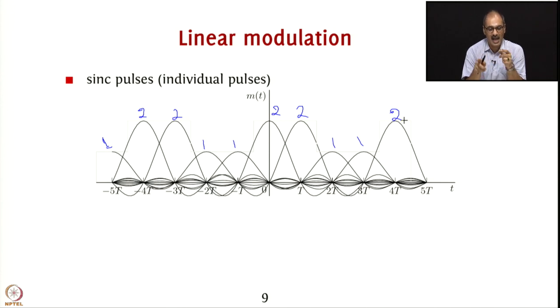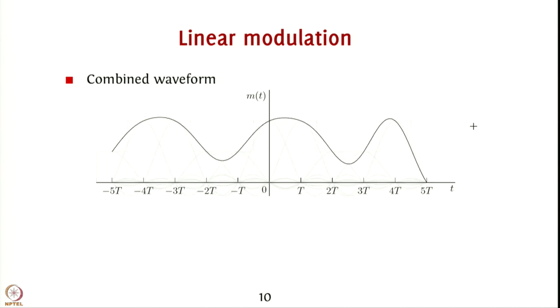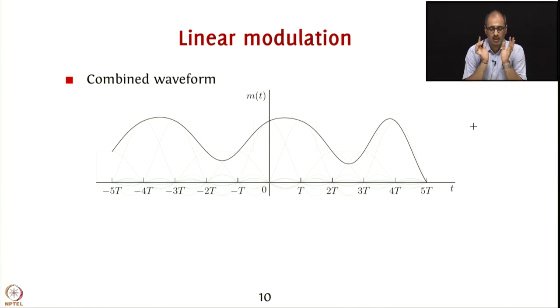Now, this is not the actual waveform, because what we are essentially plotting is something like b minus 4 g(t minus 4T). We are plotting b minus 3 g(t plus 3T) and so on. But we should actually be plotting the sum of these. So let us actually plot the correct pulse which you should get upon doing this correctly. The addition of those sincs essentially gives you this. Now, let us first check whether we are safe. How do we check whether we are correct? We have to check at integer multiples of T whether the correct data is obtained.